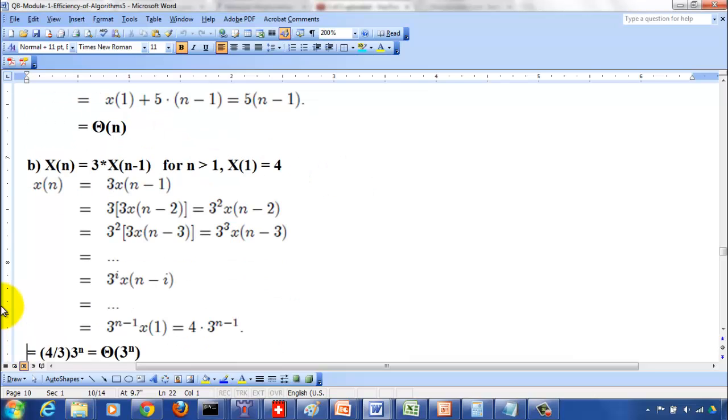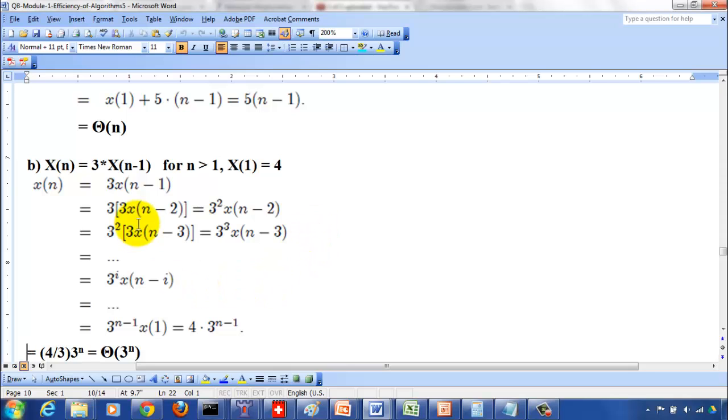Then x of n is 3 times x of n minus 1 for n greater than 1, and x of 1 is 4. So x of n is 3 times x of n minus 1. Then x of n minus 1, I can write as 3 times x of n minus 2. So it is 3 times 3 times x of n minus 2, so it is 3 squared x of n minus 2. Then x of n minus 2 is 3 times x of n minus 3, so it is 3 squared times 3 times x of n minus 3. It is 3 cubed times x of n minus 3.